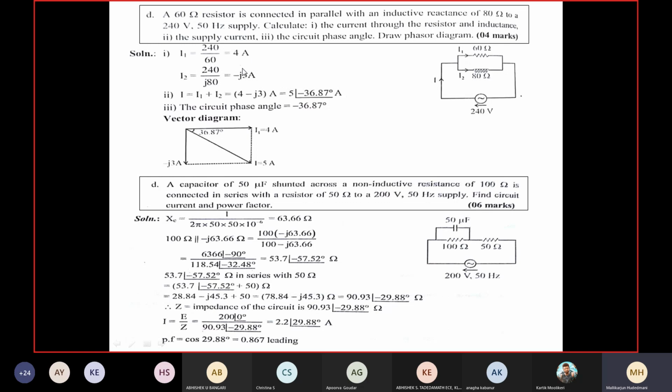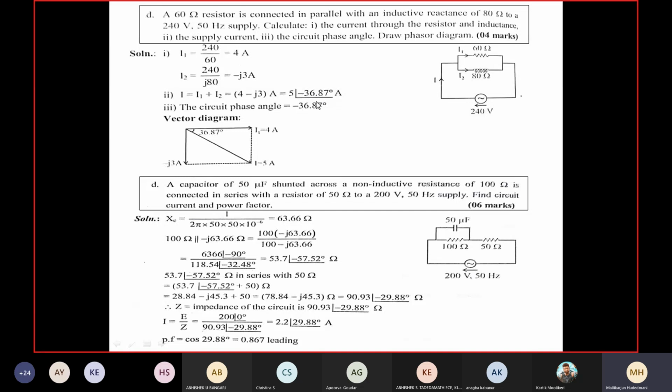Then the total current is the sum of these two. That is your total current. Put it in rectangular and in polar. Then what is the next one? Supply current is got. Circuit phase angle. I said circuit phase angle means what now? The V and I angle. It is there with the I. What is the angle there with the total current I here?